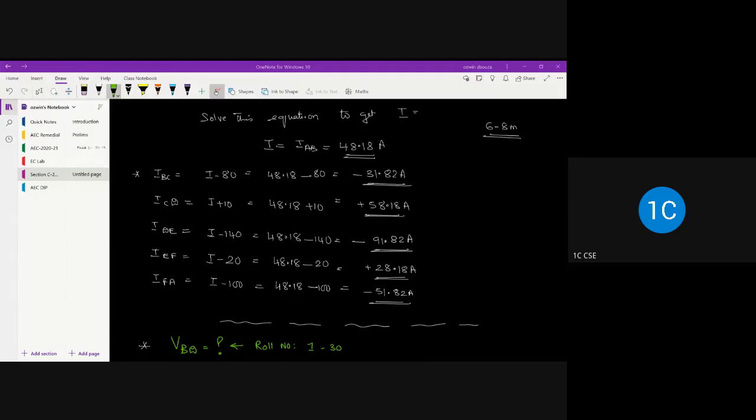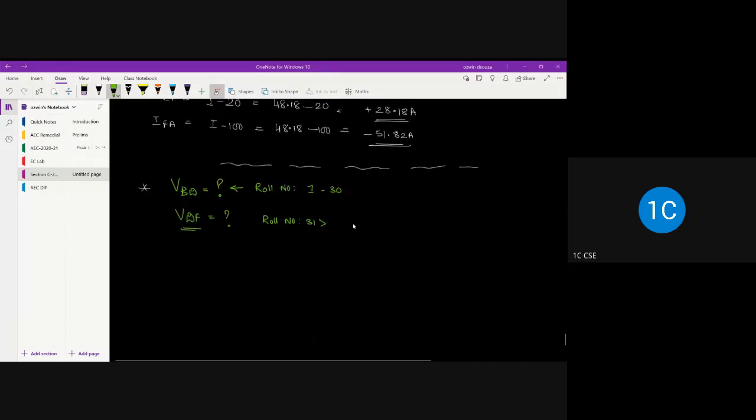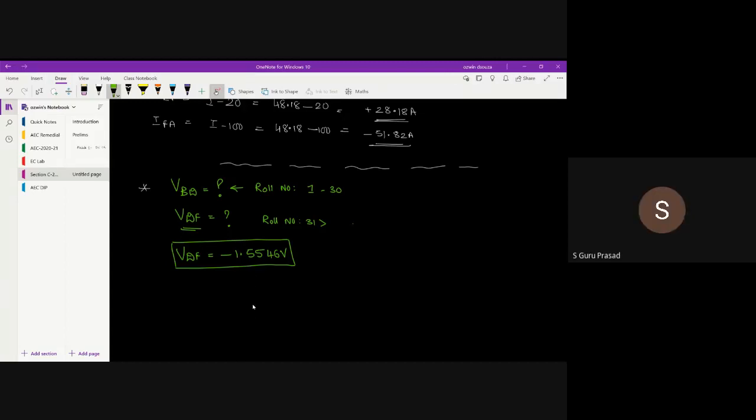Yeah, VDF. Let me just type what I have got. It's taking courage to write it. If it is wrong, don't laugh. VDF is equal to minus 1.5546. This is what I have got as VDF. Plus or minus is fine, but did anyone get minus 1.5546? Yes, sir. Okay, great.